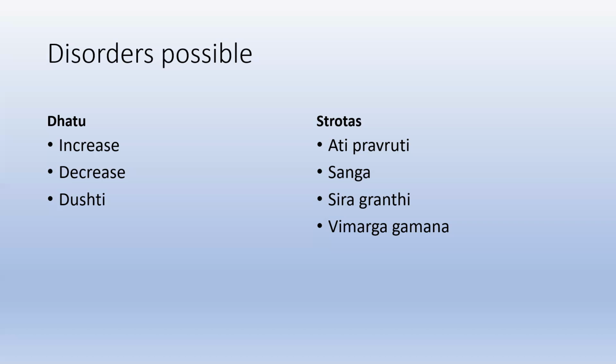Okay. So, Ati Pravriti is excess flow, Sangha is stagnation, Sira Granthi is formation of nodules or tumors, whether they are malignant or benign, anything that forms like that. And this is false passage, Vimarga Gaman. This is over and over. You have to keep going through these names in your head.